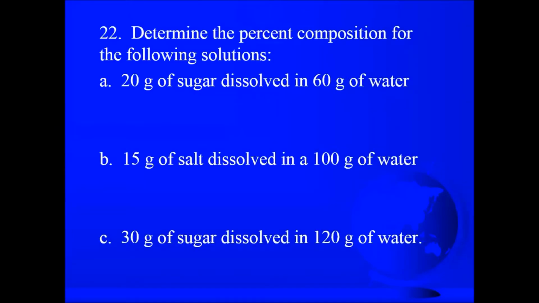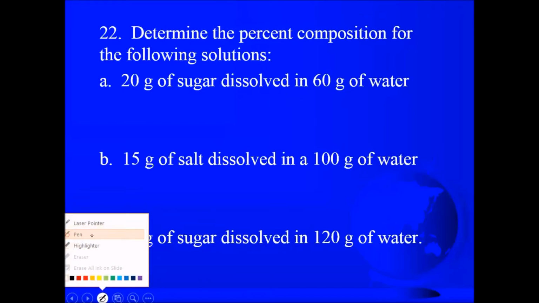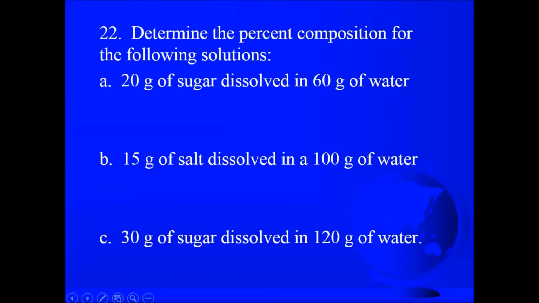So, number 22. How do we do these things? This is the number of grams that you're dissolving divided by the total amount. I'll do the first one with you, and then let's see if you can do the other two by yourselves.